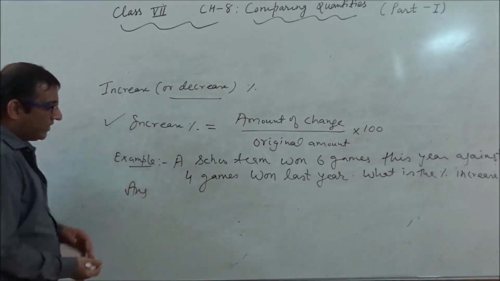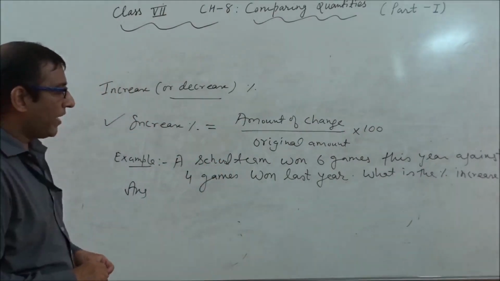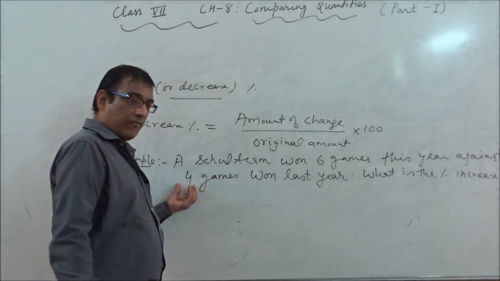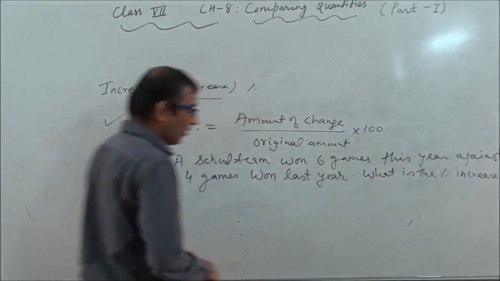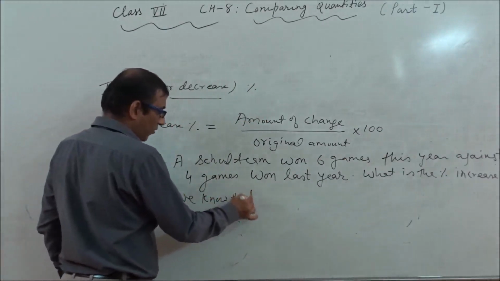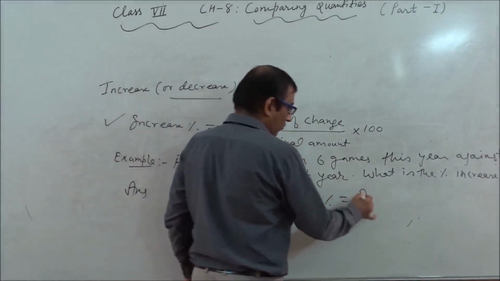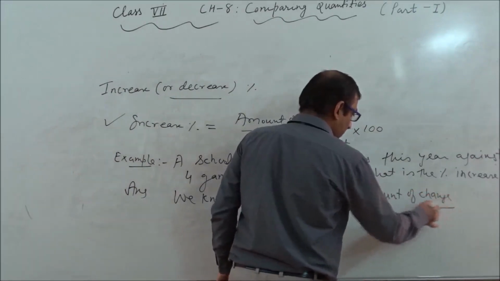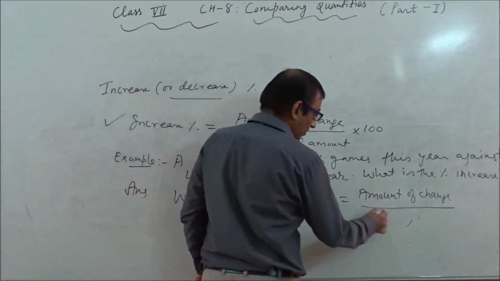So as you see here, it is written here, a school team won 6 games this year against 4 games won last year. It means original was 4 and this time 6 games are there. So how can we calculate the increase percentage? So first we will write the formula of increase percentage. We know that increase percentage is equal to amount of change. Amount of change means 4 to 6 or 6 to 4. It is given here, and then original amount.